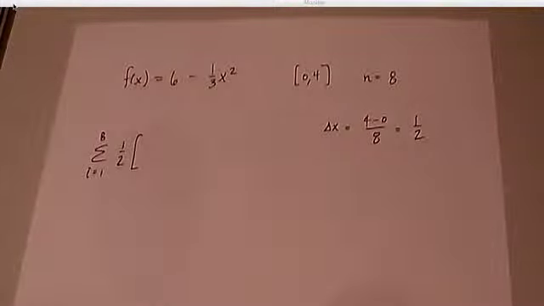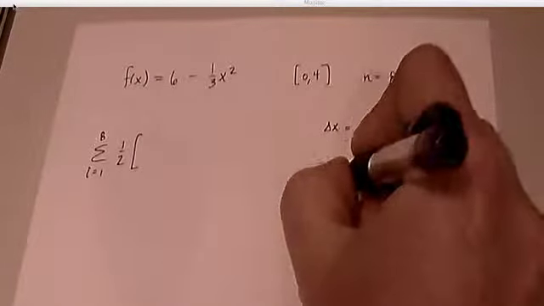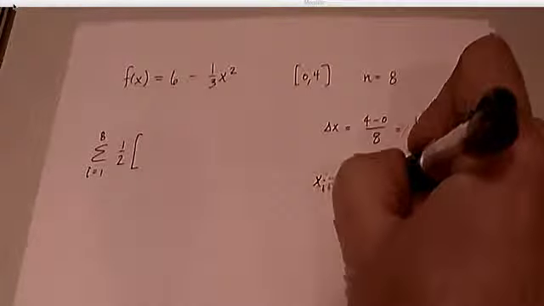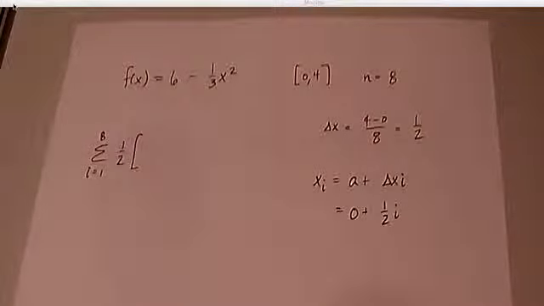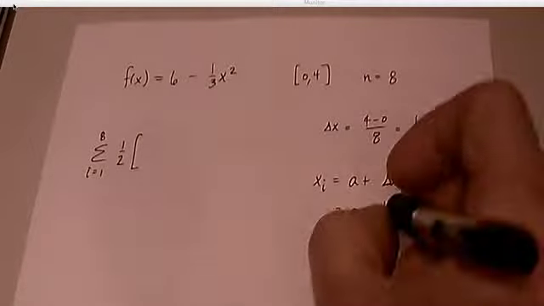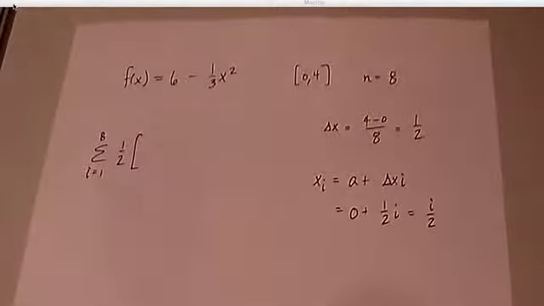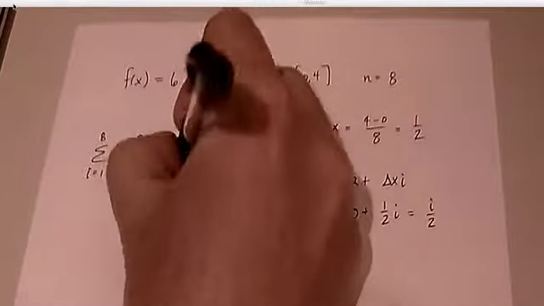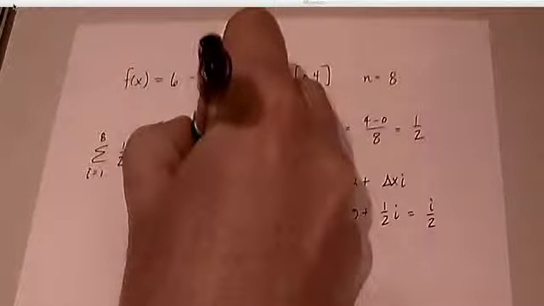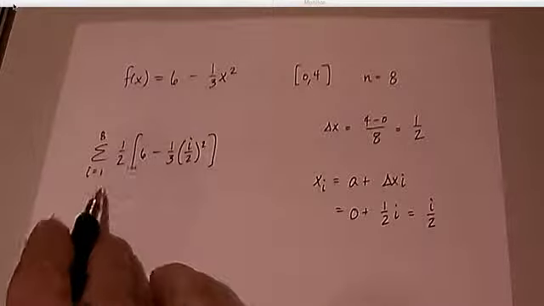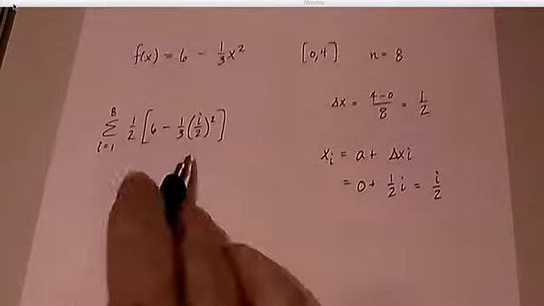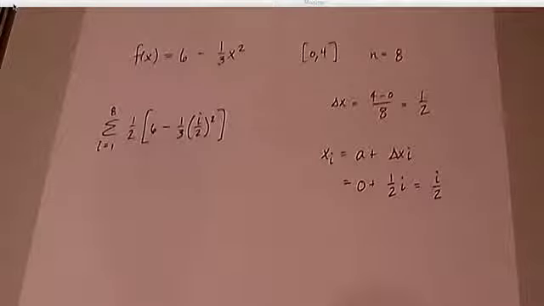Okay, and now my x sub i is, remember, a plus delta x times i. Well, in this case now it's 0 plus 1/2 i, or, you know, call it i over 2. I think that's probably a little bit easier. So we wind up getting 6 minus 1/3 (i over 2) squared. All right. Now it's getting a little more complicated. The numbers are getting a little bit bigger, so it's going to be a little bit more burdensome, but it's not any more conceptually difficult to understand, right?